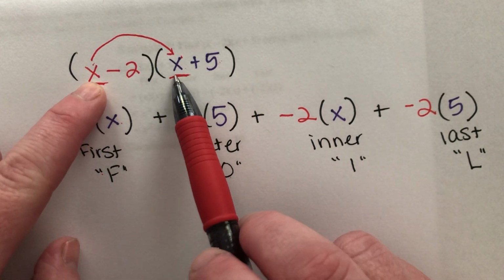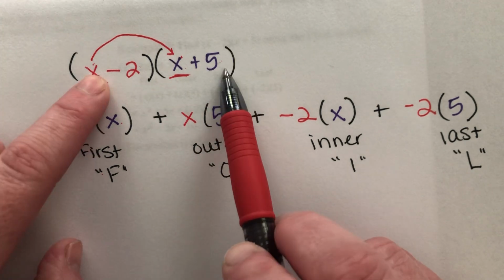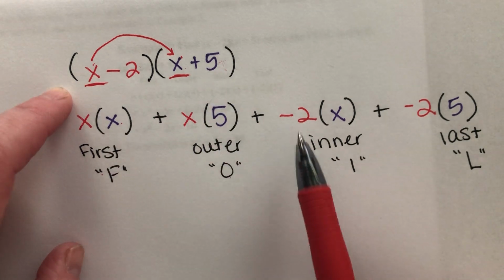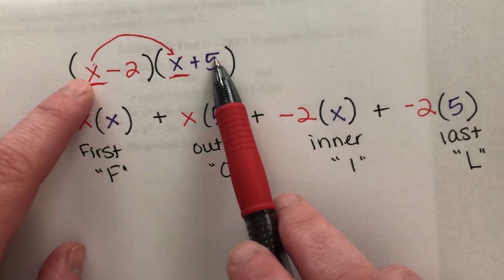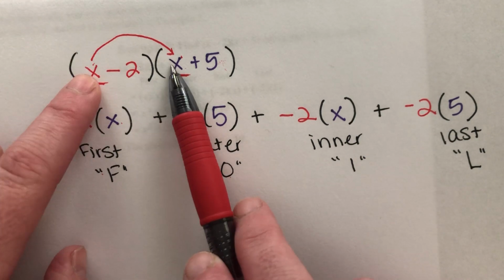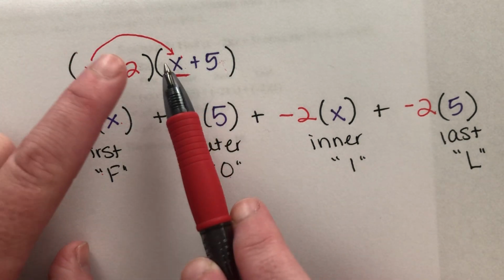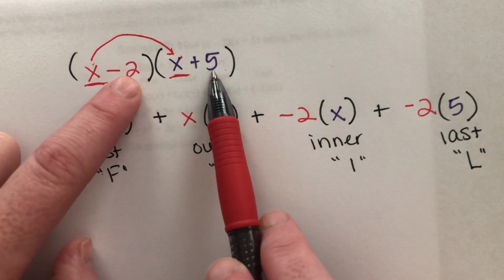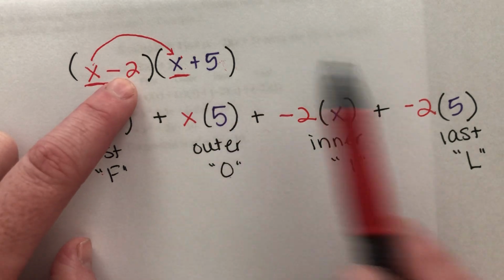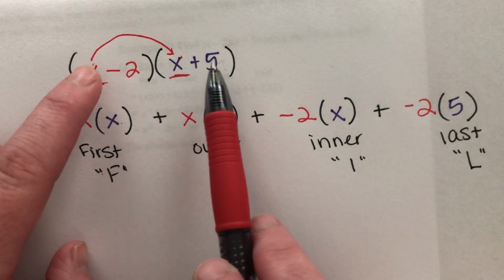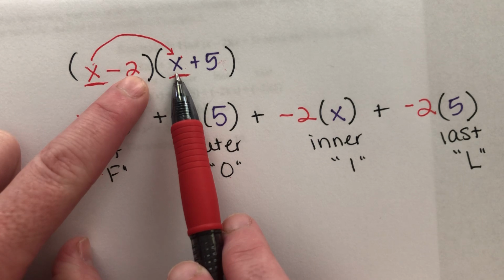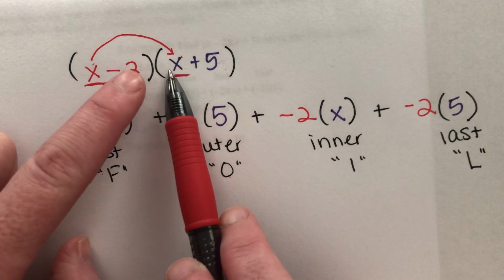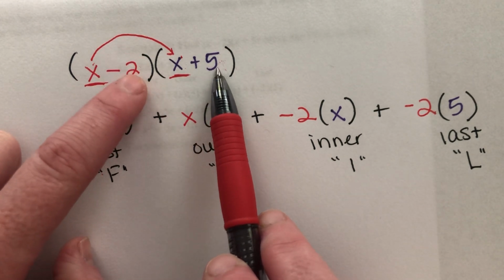So the first term in each binomial times the outer terms in the binomial, so the first and the last, so x times 5 up here. Then the inner 2 terms. So first terms, outer terms, inner terms, negative 2 times x. And then the last term in each binomial, negative 2 times 5. So first, outer, inner, last. Does that make sense? The first term, the outside 2 terms, the inside 2 terms, and the last terms.